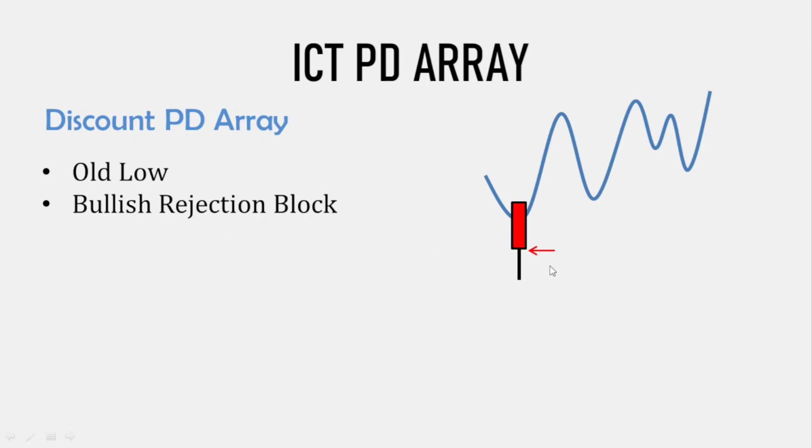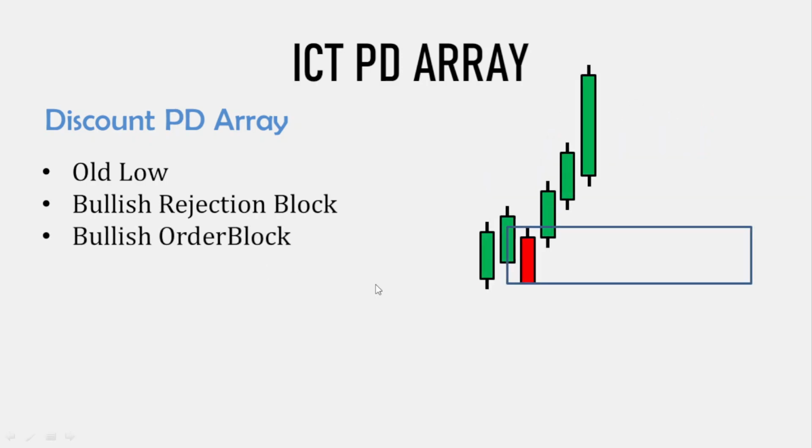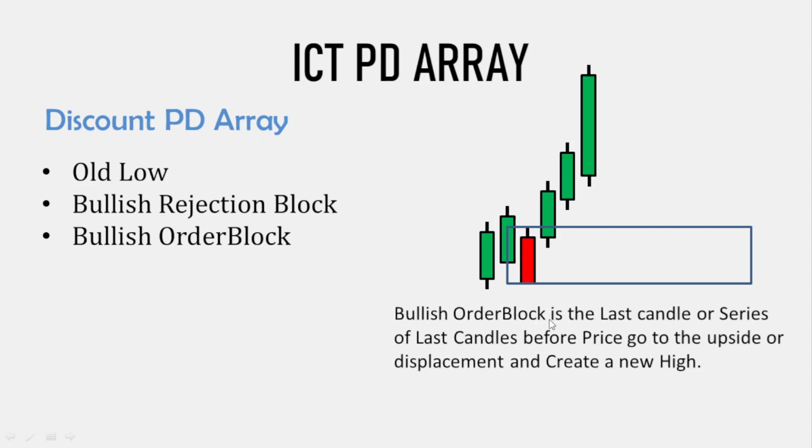Bullish rejection block. The same thing, which is the body, not the wick. The wick is an OLO. The body, that close, is a bullish rejection block. So a bullish rejection block is the lowest closed candle, which is different from OLO. It's the candle body and not the wick. Bullish order block, same thing. A bullish order block is the last candle or series of last candles before price goes to the upside, or displacement to the upside, and creates a new high.